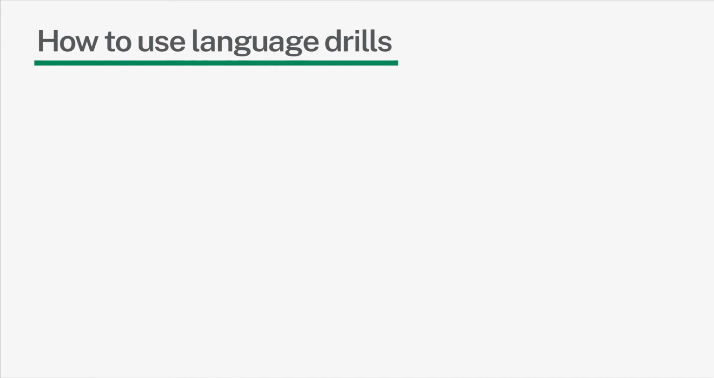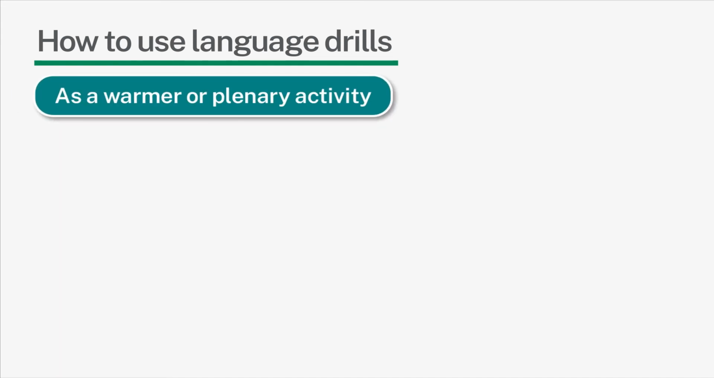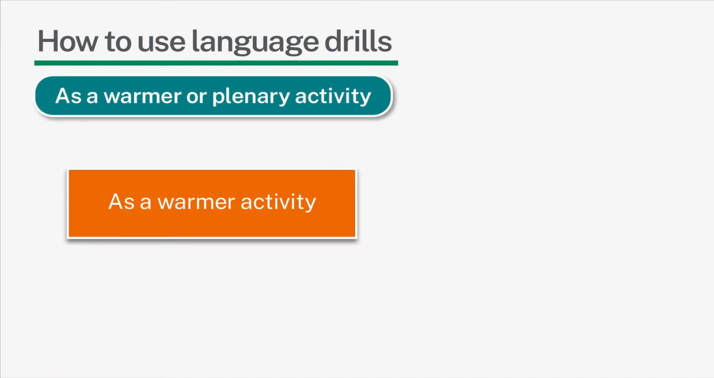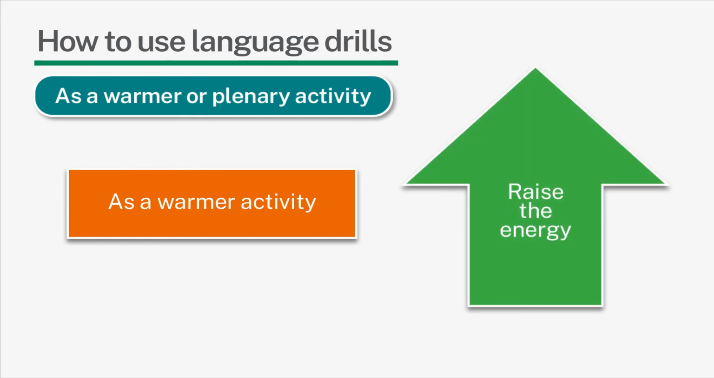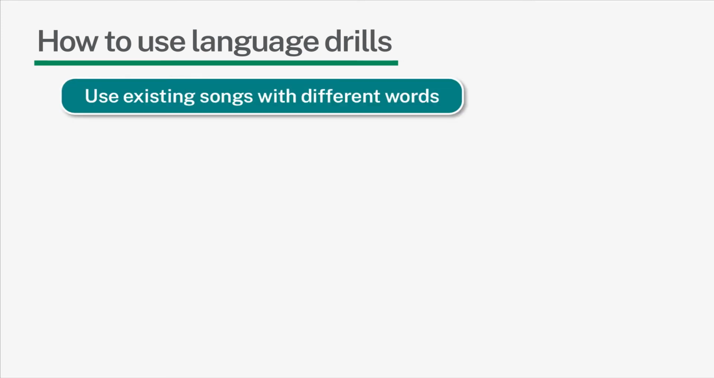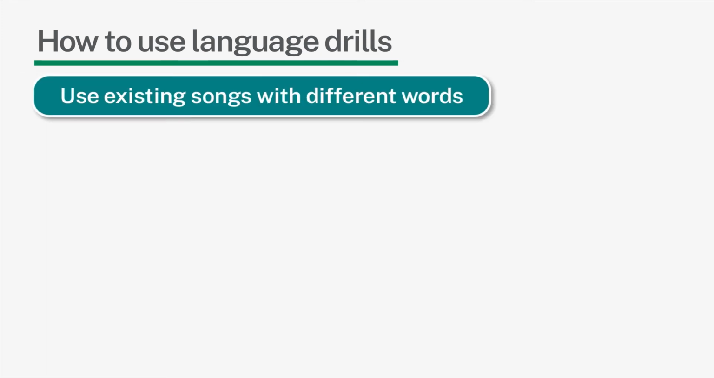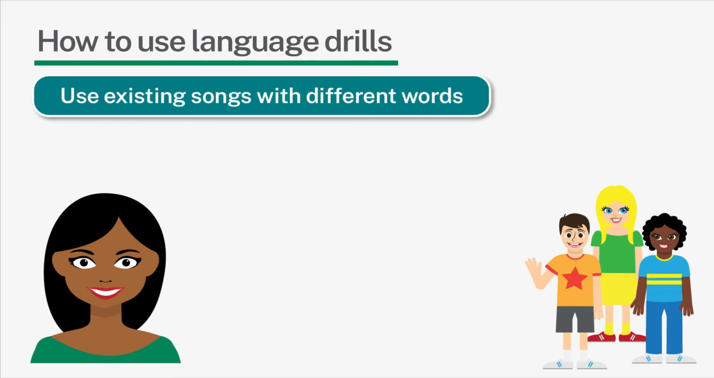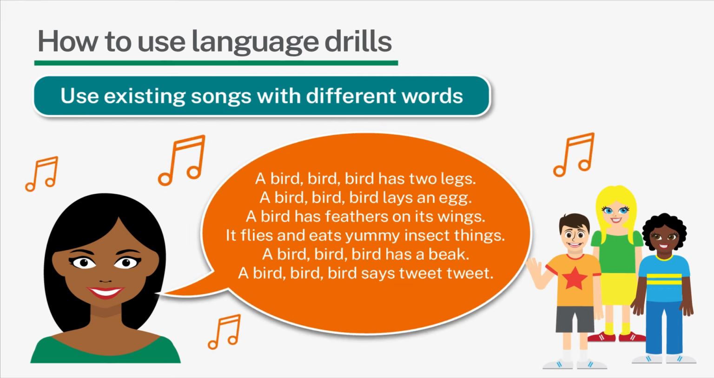So, how can you use language drills? They can be done as a warmer or plenary activity, or to raise the level of energy in the room partway through a lesson. For younger learners, one way of doing language drills is to sing nursery rhymes using the target language instead of the original words. For example, here we can see the teacher has adapted the song "Twinkle Twinkle Little Star" to teach the subject of birds at Key Stage 1. For older learners, chants and raps work better.